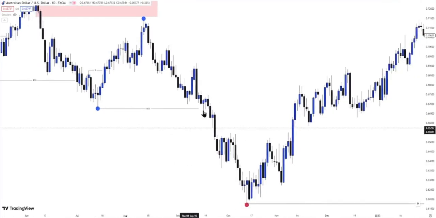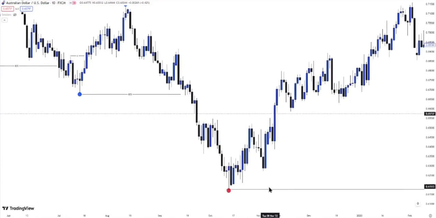And now price rotated down to create this new low. For this new low to be confirmed, it has to take out inducement. And where is the inducement here? Well, take a look at this. You can mark this as your inducement, but I prefer to mark this one. Let me show that to you.